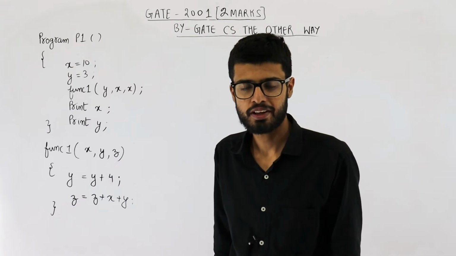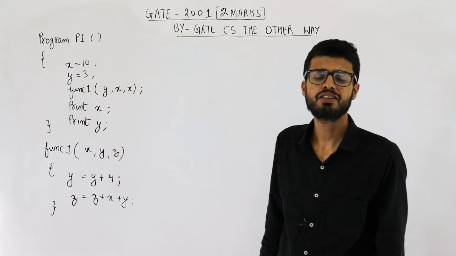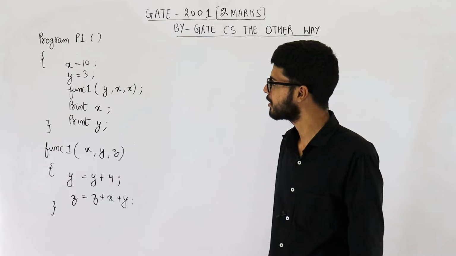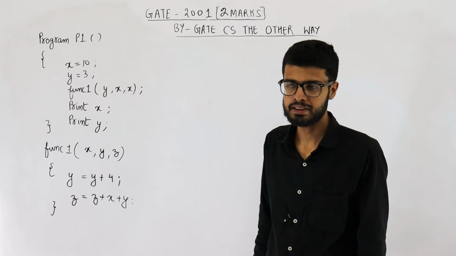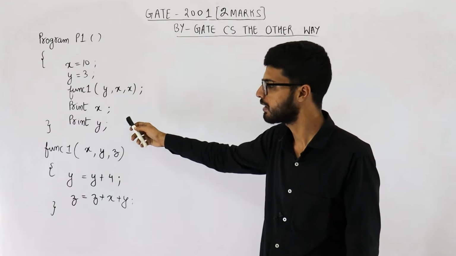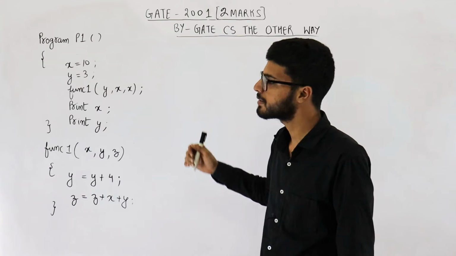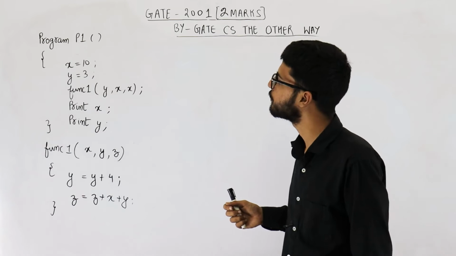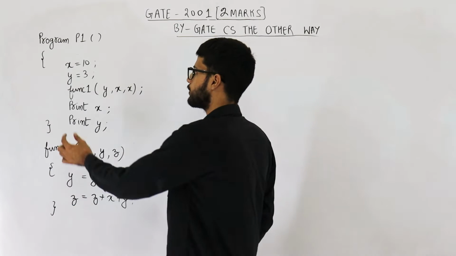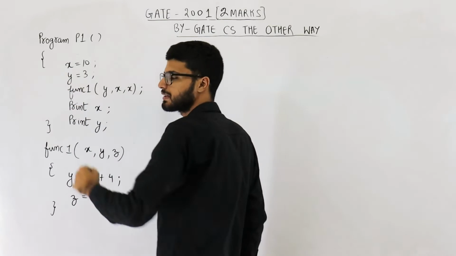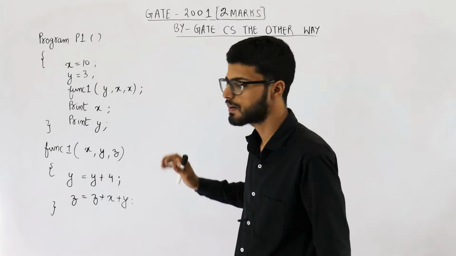This question is from the GATE 2001 exam and is for 2 marks. They're asking what will be the output printed by this program P1 if call by reference is used. Now you can see this is pseudocode, because there is no main function. Moreover, you haven't written the data types of the variables x and y. So this is obviously pseudocode.